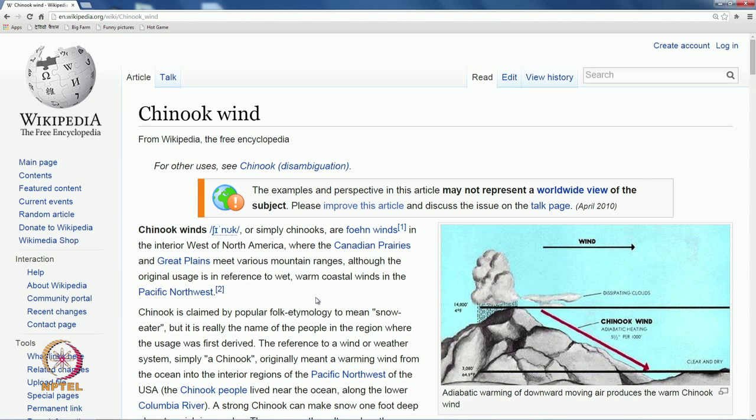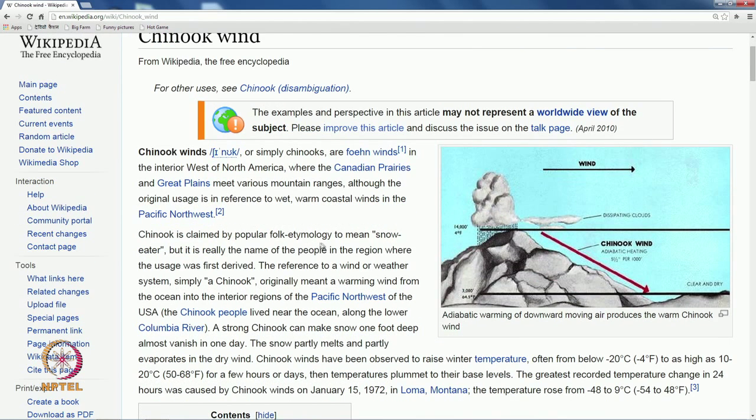Foehn winds, which are where the Canadian prairies and Great Plains meet. In popular etymology, it is known to be a snow eater, because it can eat the snow on the other side. It is a snow eater.